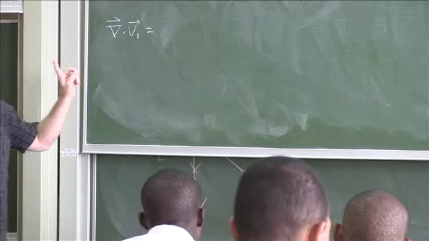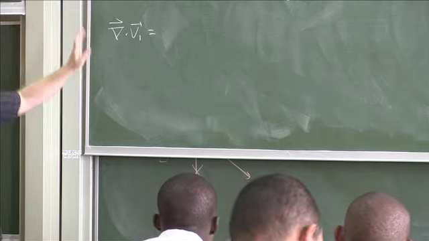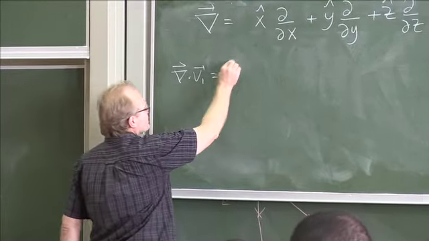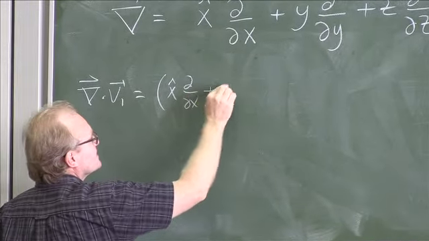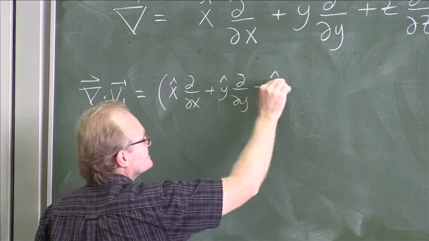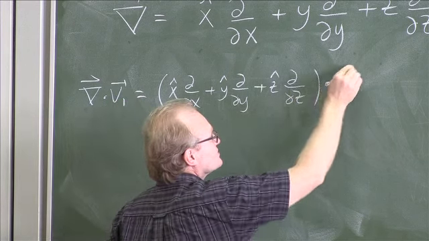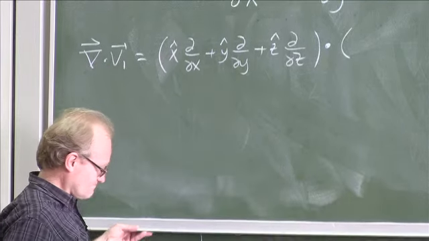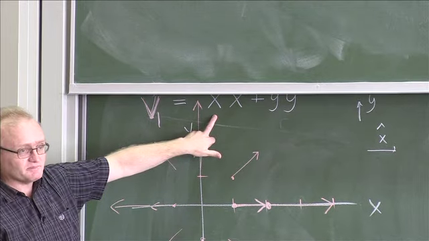So let's do this first one in detail, and we'll see it's just the usual rules of using vectors. So now that we know, it's x hat d by dx plus y hat d by dy plus z hat d by dz dotted into x x hat plus y y hat.